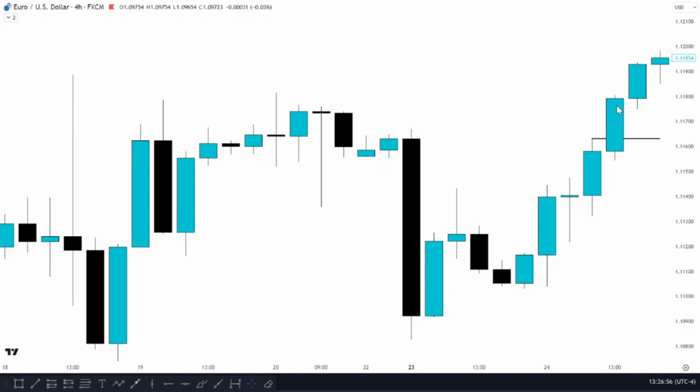So after anticipating the next draw on liquidity, or anticipating what the next candle is going to be, you need to learn how to take advantage of that candle. This is a 4-hour candle on Euro USD. Now I'll be zooming down to this candle to show you how to take advantage of this candle.